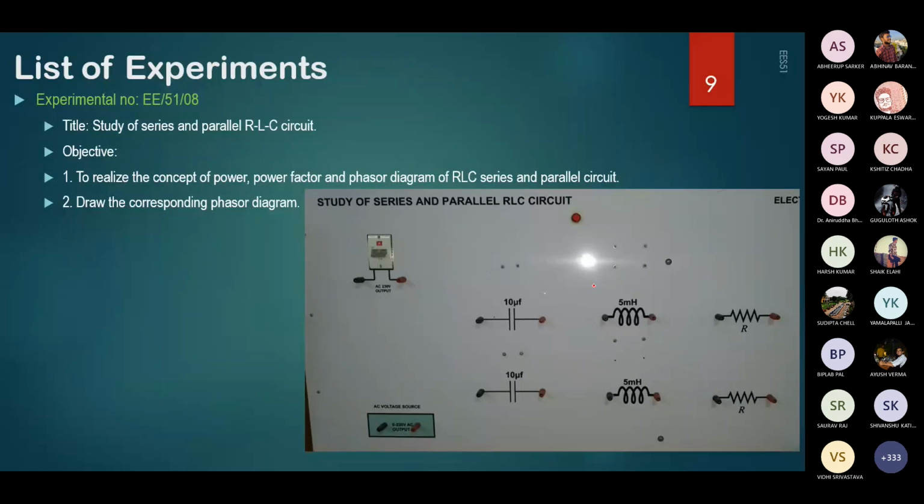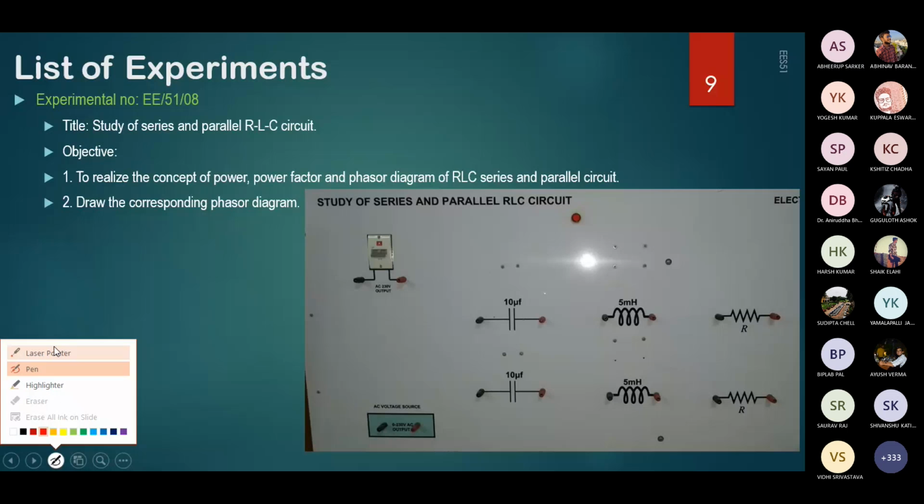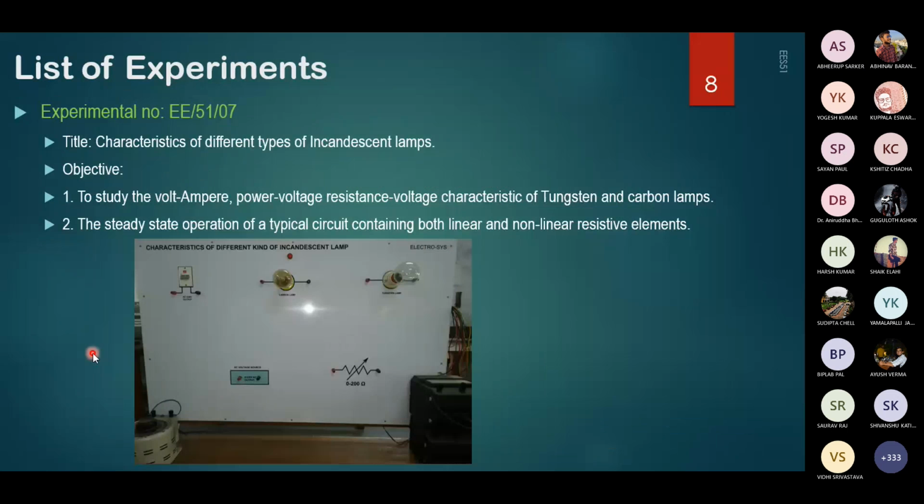Ma'am, can you show the previous experiment once more? Yes, obviously. Why not? This is the board. This is the variac in our laboratory, the AC voltage, the resistance. These are the two lamps. Individually, we will study them. Understood? And voltmeter and ammeter are also shown over here.